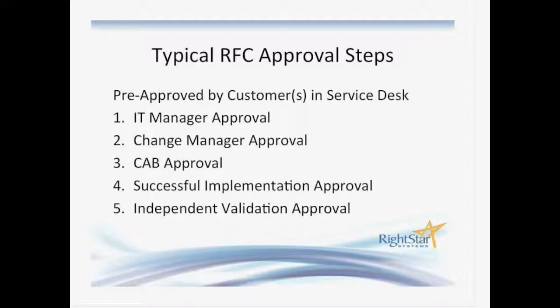Number 4, once it's approved by CAB, then we need to implement it. So what we do is we approve that it was successfully implemented by the person that's implementing the change, usually the subject matter expert. And then as a last step, it's nice to say, did this change, once it was implemented in 4, do what we said it would do? So we want some independent validation. A lot of times that's by some customer liaison or maybe even the IT manager that originally approved it.